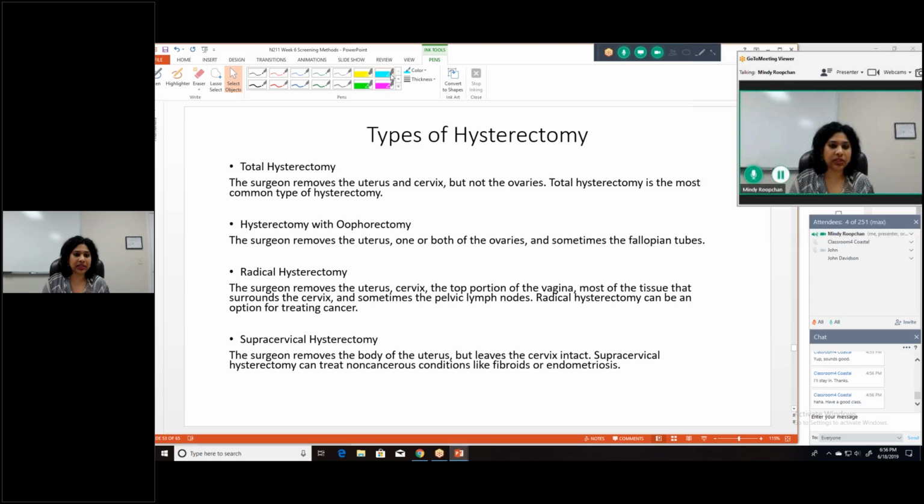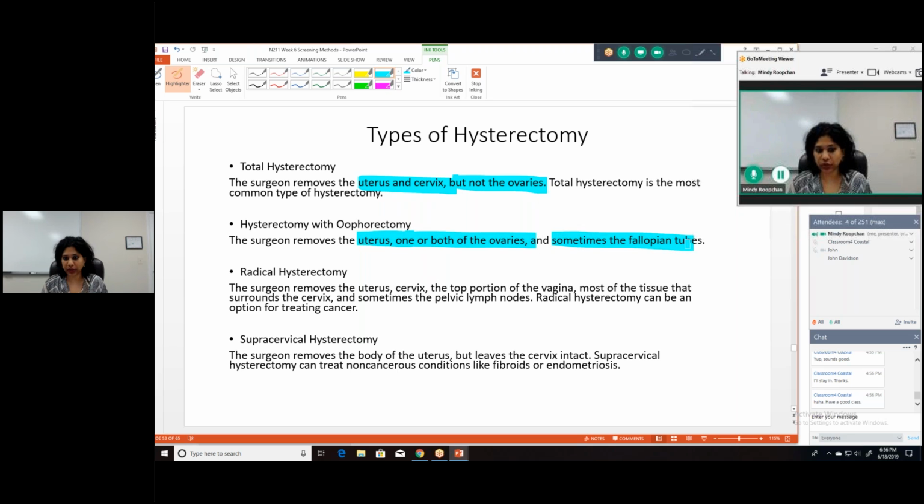Total hysterectomy, let's talk about the types. The surgeon is going to remove the uterus and cervix, but not the ovaries. Total is the most common type. Hysterectomy with oophorectomy, the surgeon removes the uterus, one or both ovaries, and sometimes the fallopian tube. Radical, the surgeon removes the uterus, cervix, top portion of the vagina, most of the tissue that surrounds the cervix, and even sometimes the pelvic lymph nodes. This is really for cancer treatment.